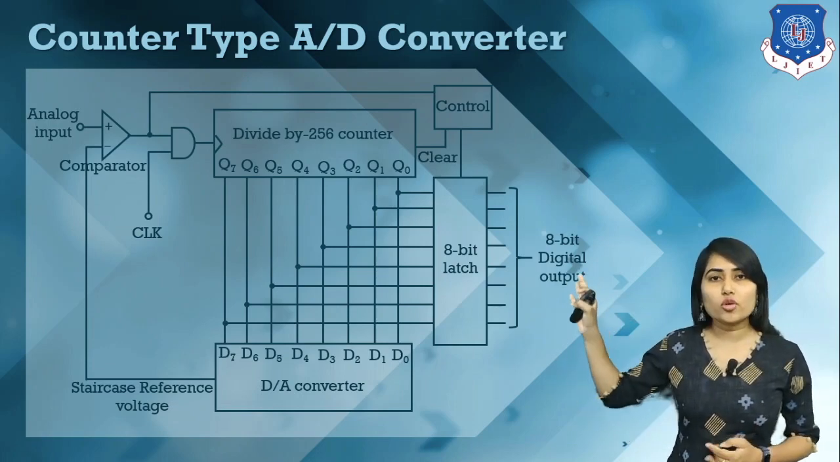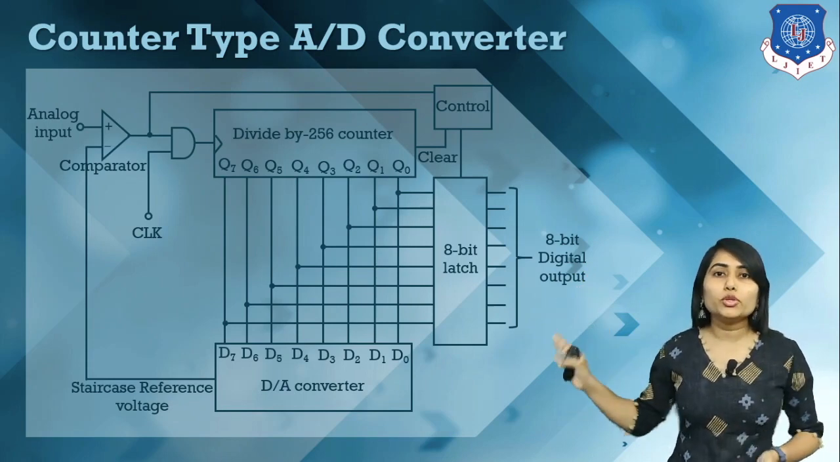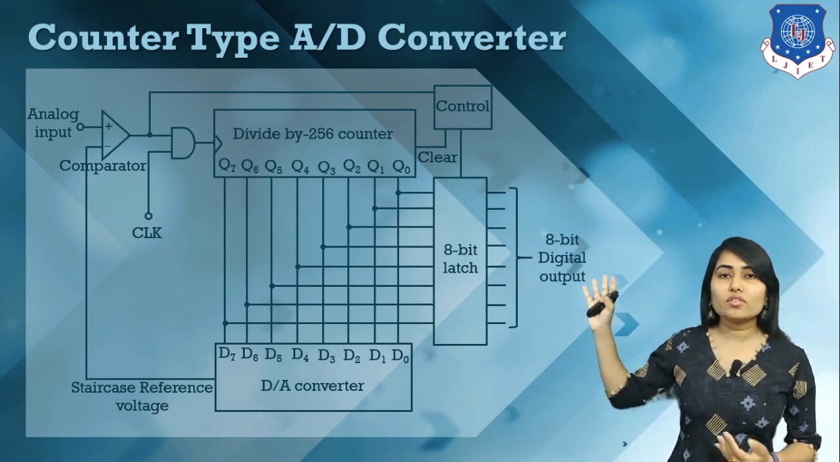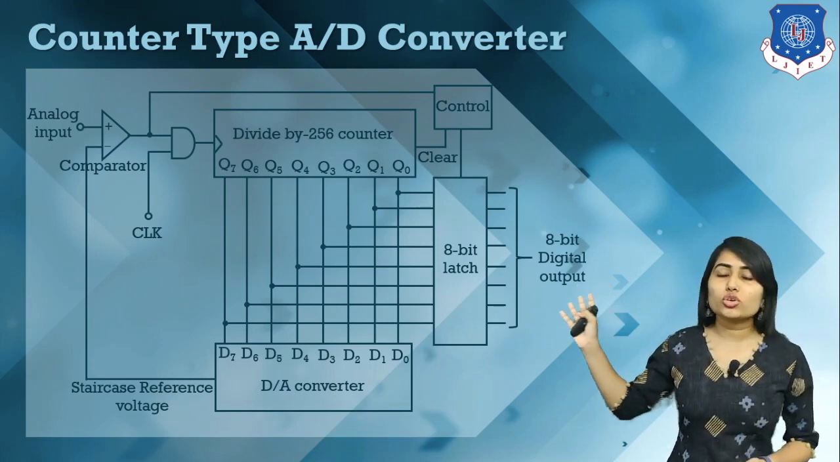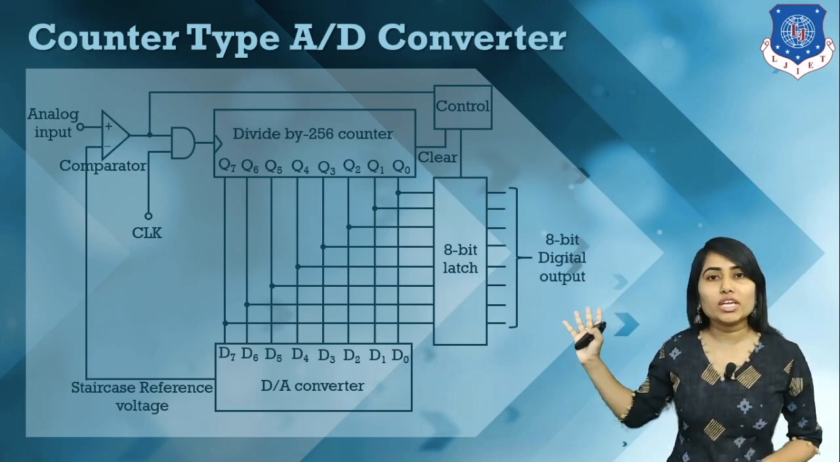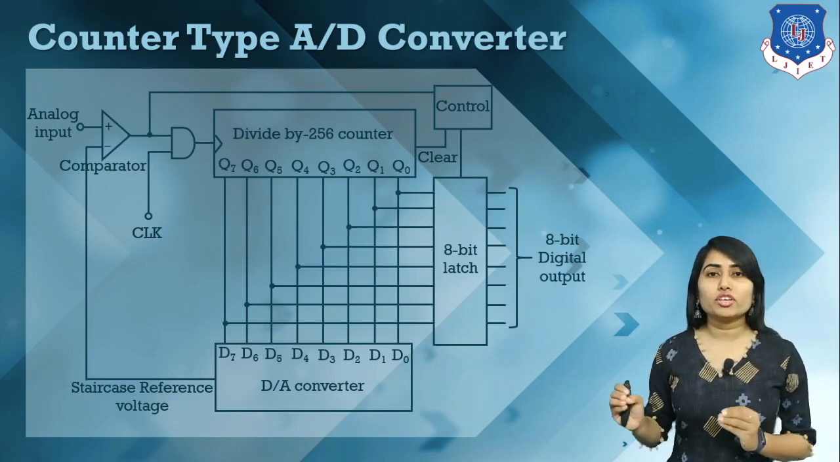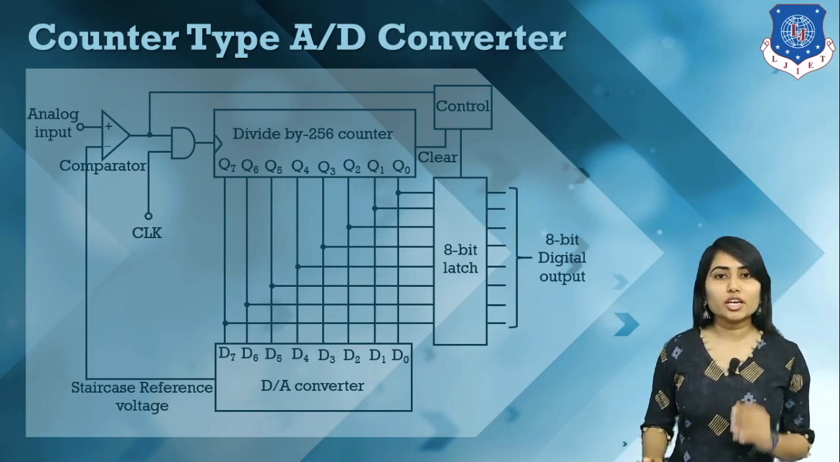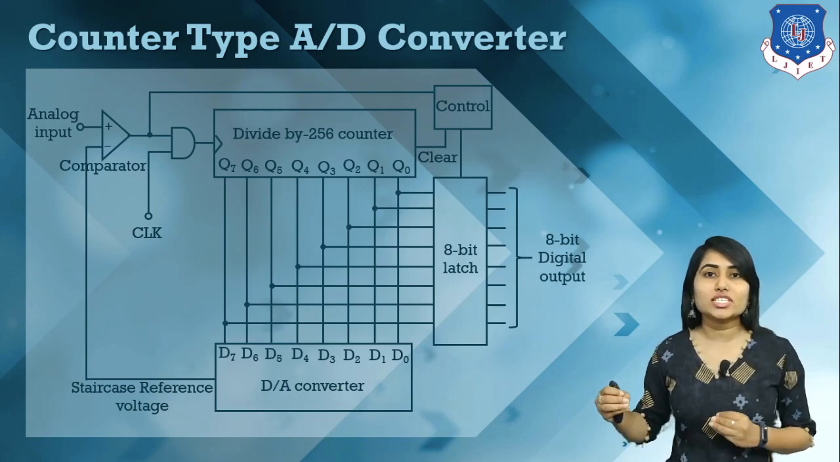So this counter will count the value starting from 0 up to our input voltage. Here we have a counter, and basically we use 8 bits. So here we have a divide by 256 counter. That means this is an 8-bit counter which can calculate from 0 to 255, so a total of 256 values.